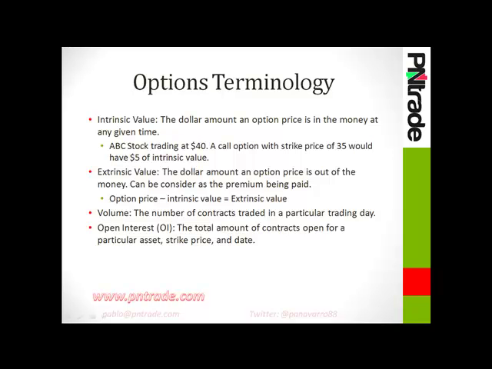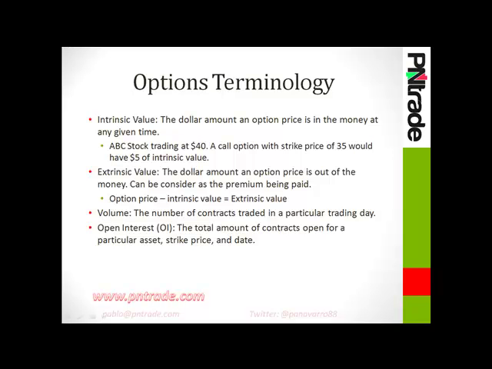Options terminology. Intrinsic value: the dollar amount an option price is in the money at any given time. Example: ABC stock is trading at $40. A call option with a strike price of $35 would have a $5 intrinsic value. Extrinsic value: the dollar amount an option price is out of the money. It can be considered as the premium being paid.